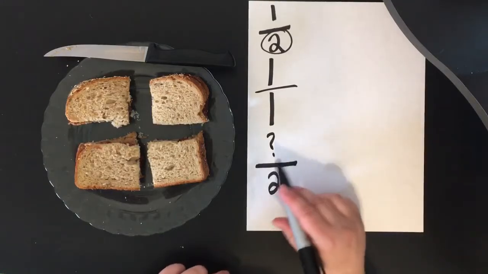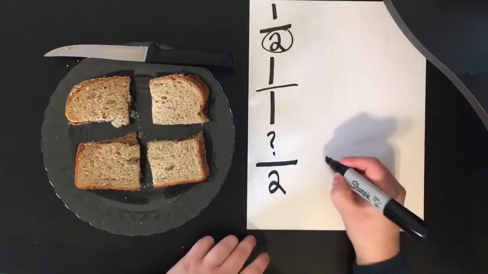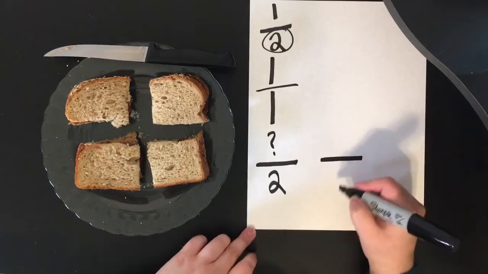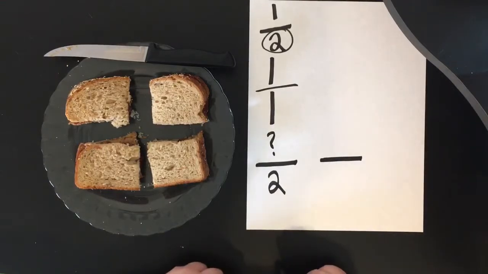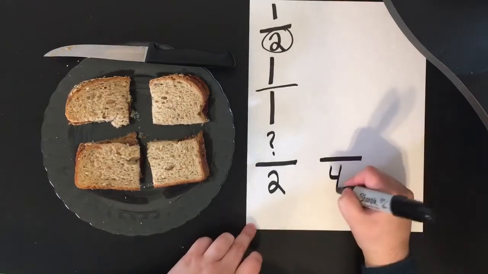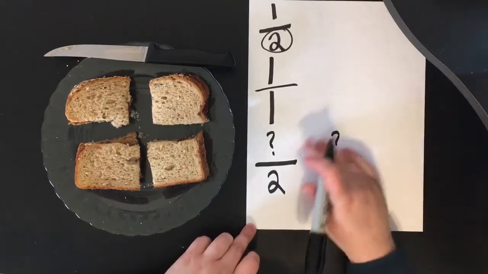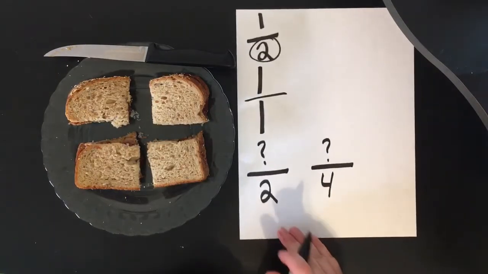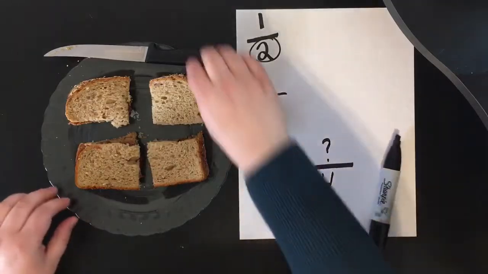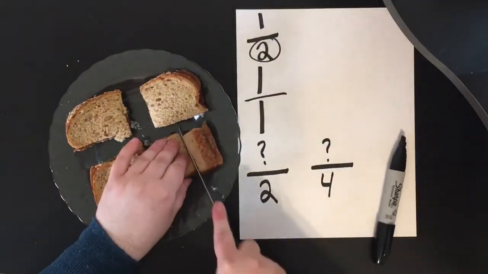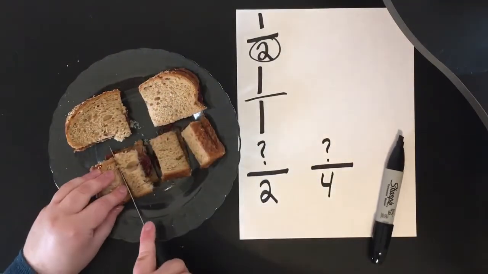So this isn't going to be the right fraction for us today. Now, what number are we going to put for the denominator? Yeah, it's going to be a 4. Good job. Now, don't worry about up here. We're not talking about numerators today. What if we cut it again?